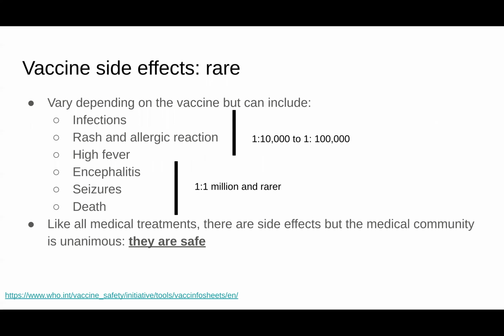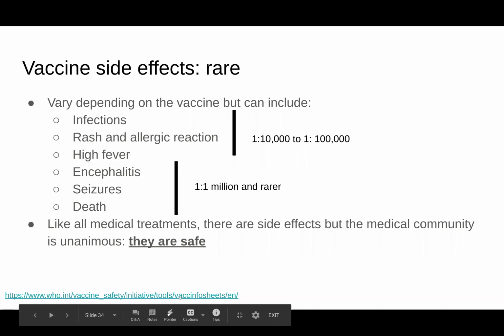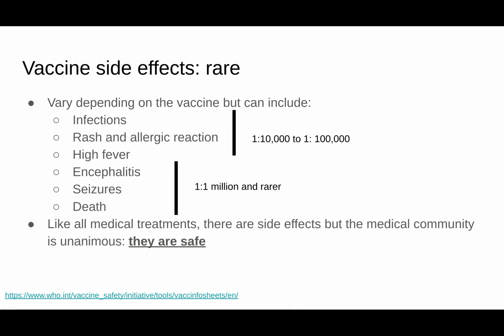Now, there are much more rare and much more deadly or potentially life-threatening side effects associated with vaccinations, and they vary depending on the vaccine. So the measles vaccine has much different side effects than, say, the pertussis vaccine. So it just depends on the vaccine. And if you want to know the side effects for any vaccine, the World Health Organization has this really nice set of vaccine info sheets that will tell you what side effects are associated with vaccine A versus vaccine B versus vaccine C.